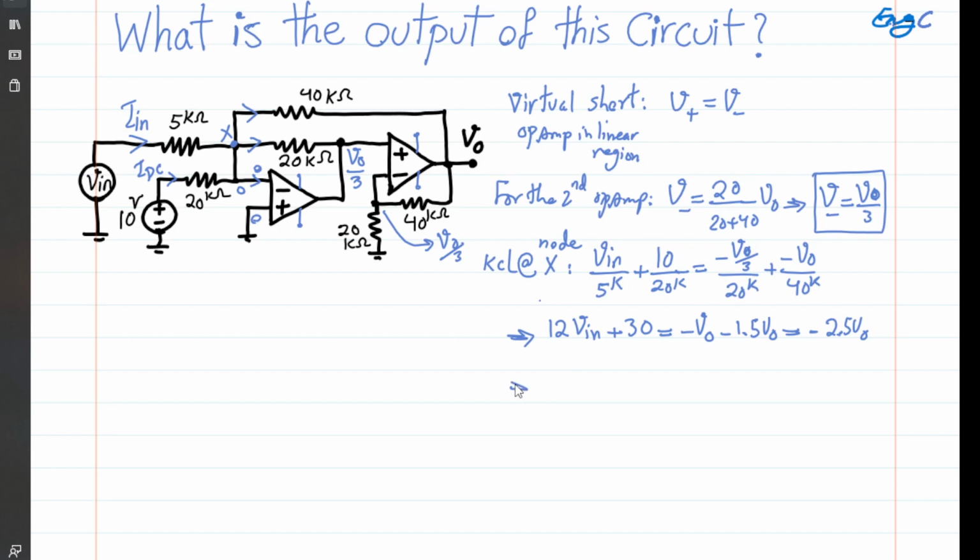So in summary, what we're going to get is V out is simply negative 12 divided by 2.5 times V in, and we get negative 30 divided by 2.5 for the DC contribution. Now we can compute this, of course, if we want, and the result will be the outcome for V out as defined by V in and also the DC.